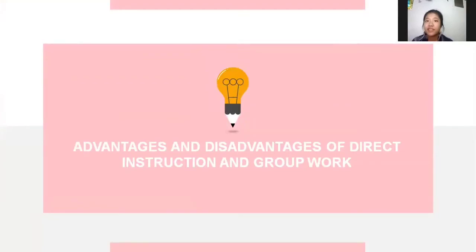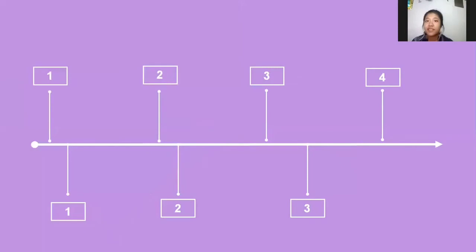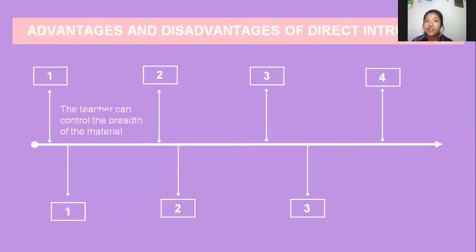Next, the advantages and disadvantages of direct instruction and group work. The first, advantages of direct instruction. There are four advantages of direct instruction. For the first one, the teacher can control the breadth of the material. The teacher can directly control the content and breadth of the material so that the teacher can find out how far the students are able to master the material that the teacher has provided.